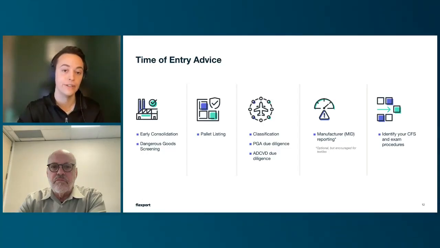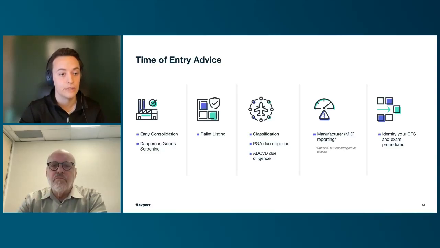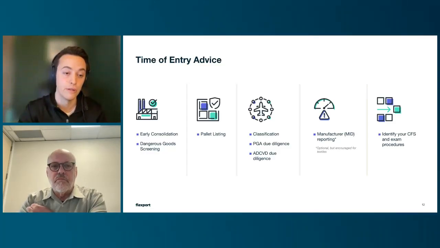And then the final one here is just identify your CFS and exam procedures. Exams, I think, overall are still fairly low as it comes to the Type 86 filing, especially if you consider just 3.5 to 4 million parcels per day as a percentage. We're probably talking about a very small amount that customs can realistically look at, but they do happen. You should expect it. If it hasn't happened yet, just wait till your next shipment. It's bound to happen sooner or later.